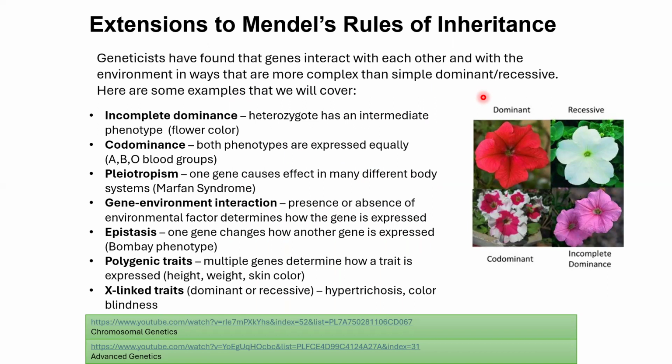Some of the topics we'll discuss in this video are in the realms of incomplete dominance, codominance, pleiotropism, gene-environment interactions, epistasis, polygenic traits, and certain X-linked traits as well.